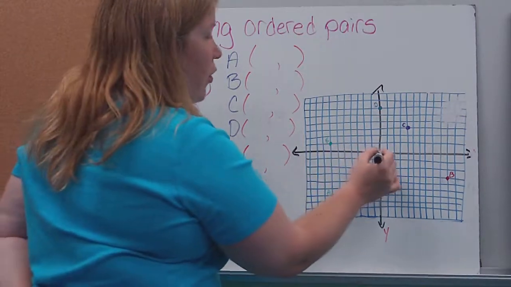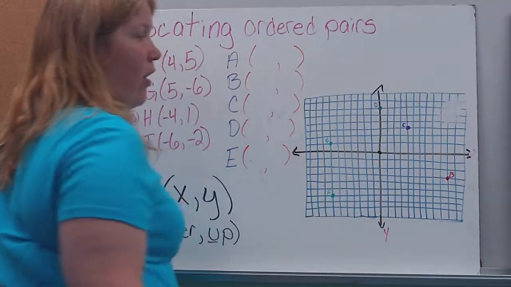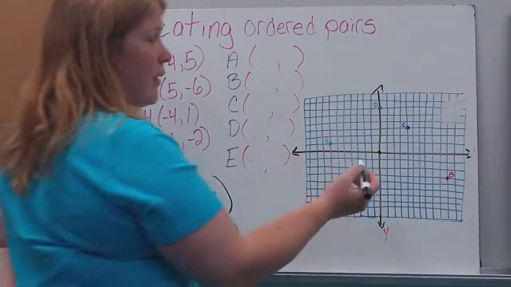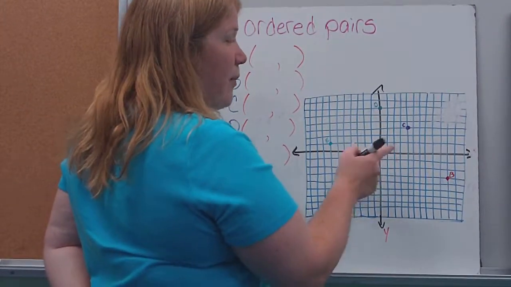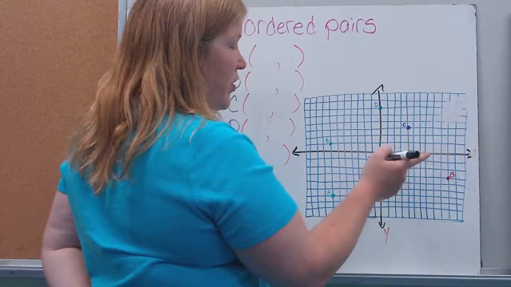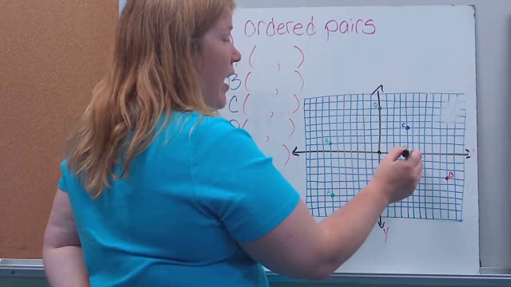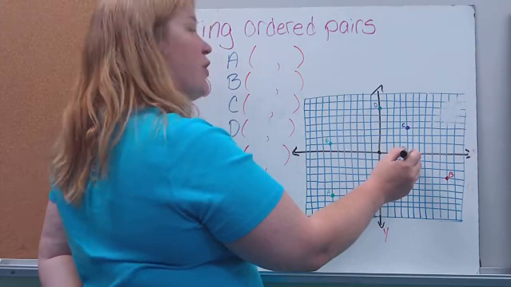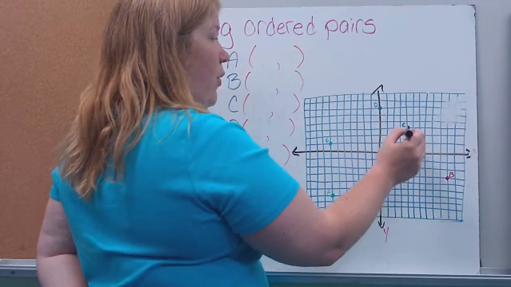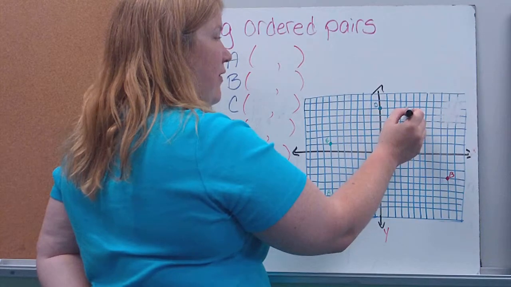So we always start at our origin, which is 0, 0, where they cross. There's our origin. So it's telling me I want to go over 4. My positive values are to the right, so I want to go to the right, 1, 2, 3, 4. And then it tells me it's a positive 5, which is up, so I want to go up 5. 1, 2, 3, 4, 5.